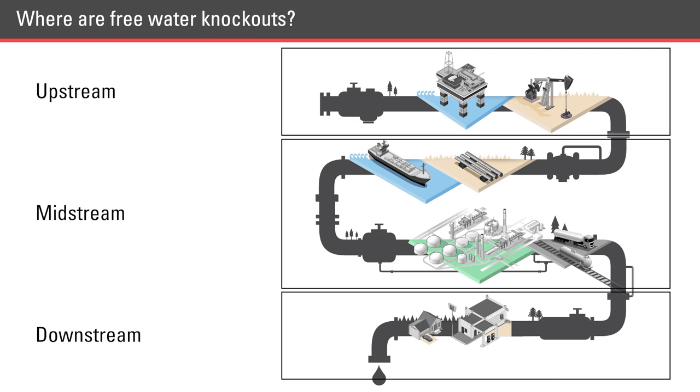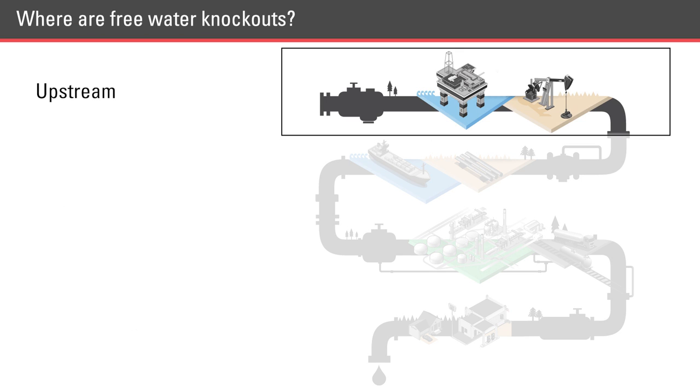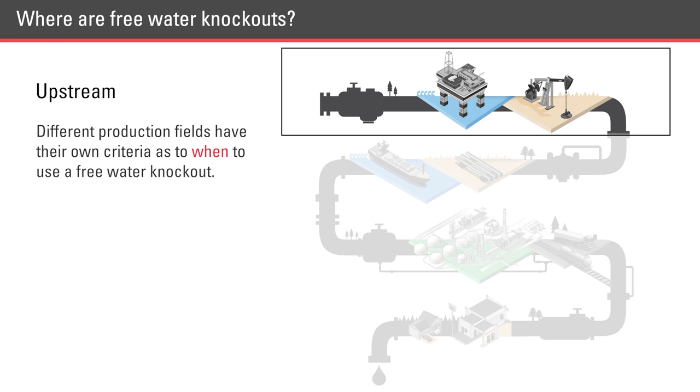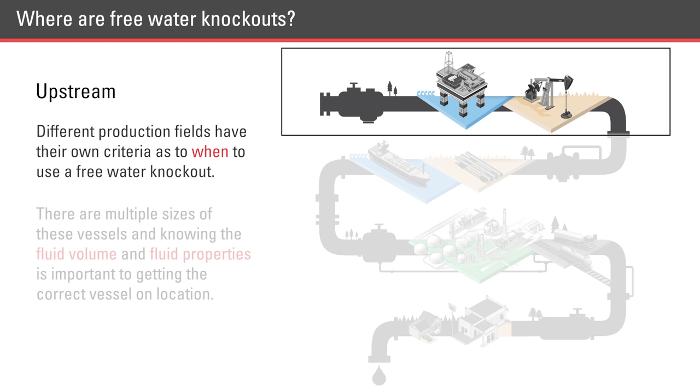Free water knockouts are mainly found in the upstream sector of the energy industry. Different production fields have their own criteria as to when to use a free water knockout. There are multiple sizes of these vessels, and knowing the fluid volume and the fluid properties is important to getting the correct vessel on location.